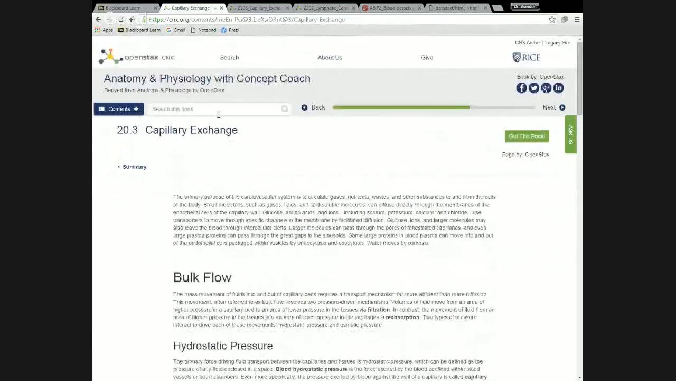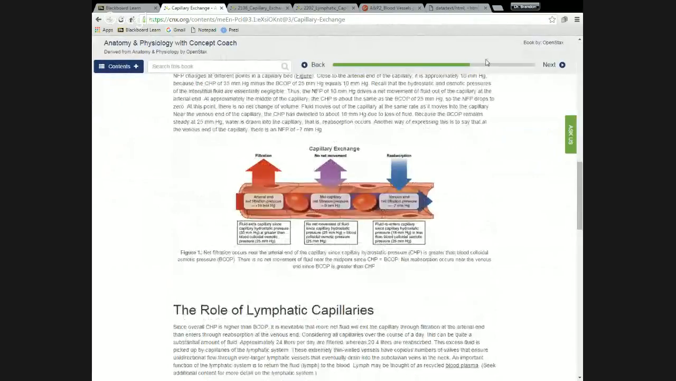In this section of the book on capillary exchange, chapter 20, section 3, the main thing to talk about is that the blood pressure across capillaries drops off, driving filtration on the arterial side and allowing for reabsorption on the venous side. Those two values are not identical, and so there's some water lost from the system. At the end of this section, there's a little blurb, the role of lymphatic capillaries, explaining lymphatic capillaries reclaim that water. The next chapter, we'll be looking at the lymphatic system, and we'll pick up the story there to see what happens to that water.